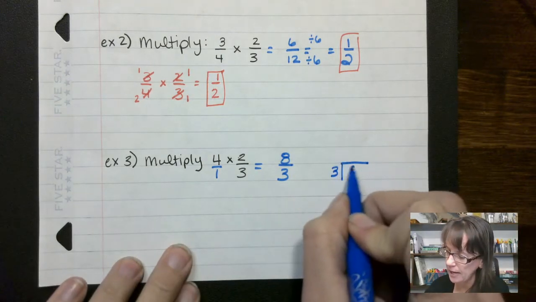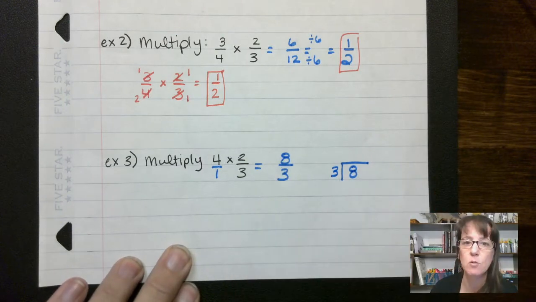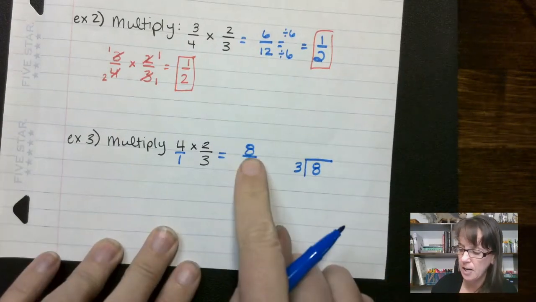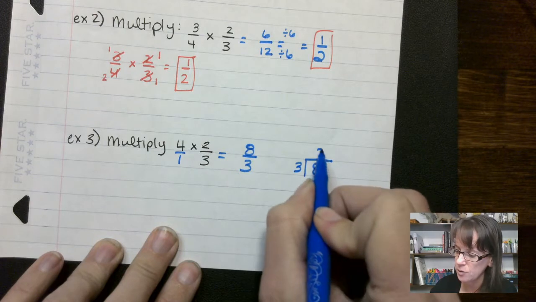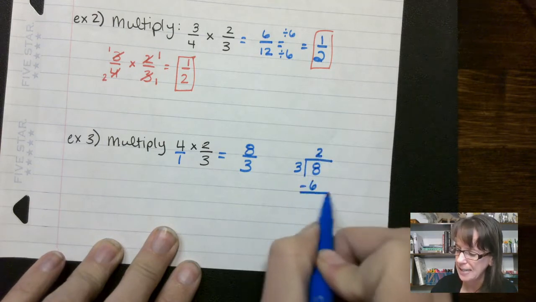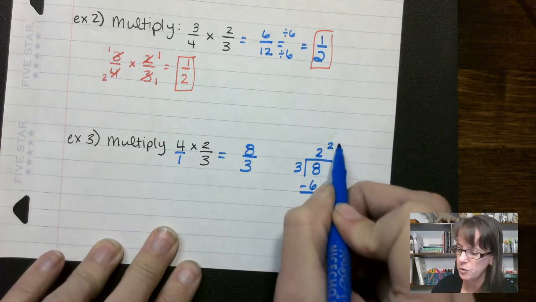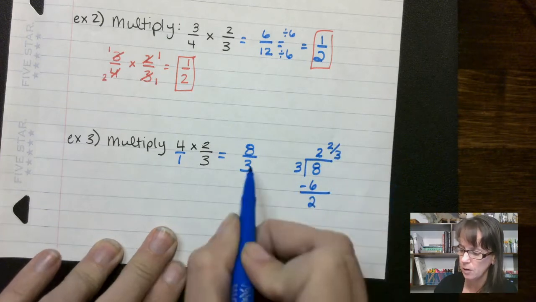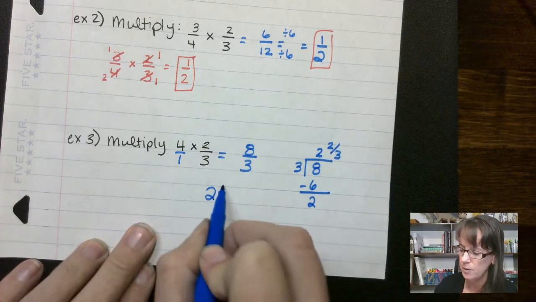Wonderful, 3 over 8. 8 goes under the table because it's right there on top of the table. And so 3 goes into 8 2 times. 2 times 3 is 6. That leaves me with a remainder of 2. So 2, and then we always put it over 3. So 8/3 is the same as 2 and 2/3. All right, let's do another one.